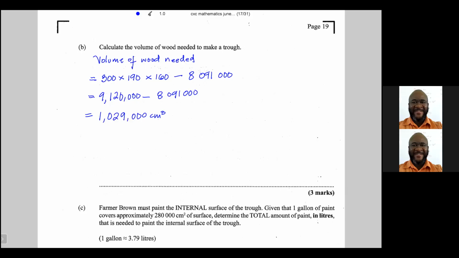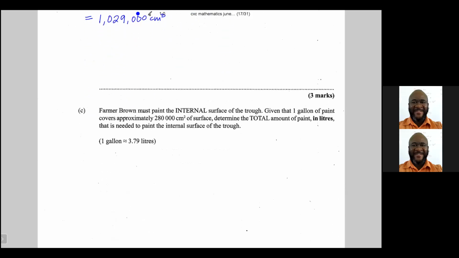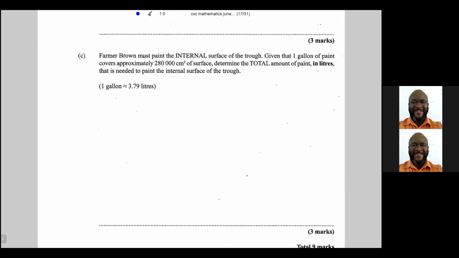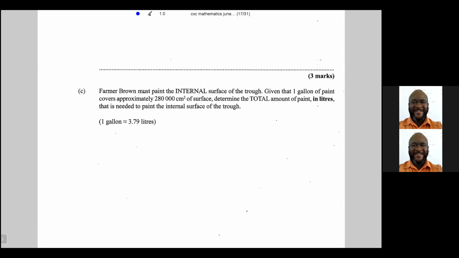All right, C says, Farmer Brown must paint the internal surface of the trough, given that 1 gallon of paint covers approximately 280,000 centimeters squared of surface. We're to calculate the amount of paint in liters that is needed to paint the internal surface. All right, first of all, let's determine the internal surface.